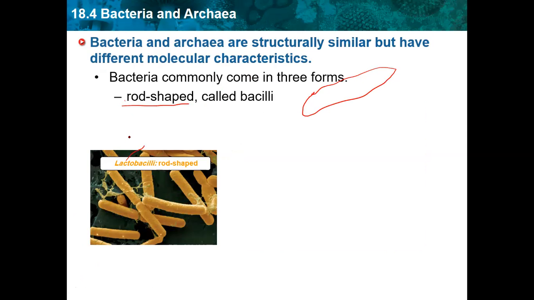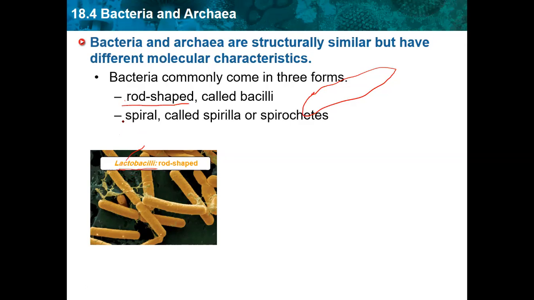Lactobacillus is the one that is used to make your milk ferment to form yogurt. It's going to be put in the milk and it makes the milk ferment. That's why the milk is sour when you drink it. So it's one of the forms in which bacteria come.